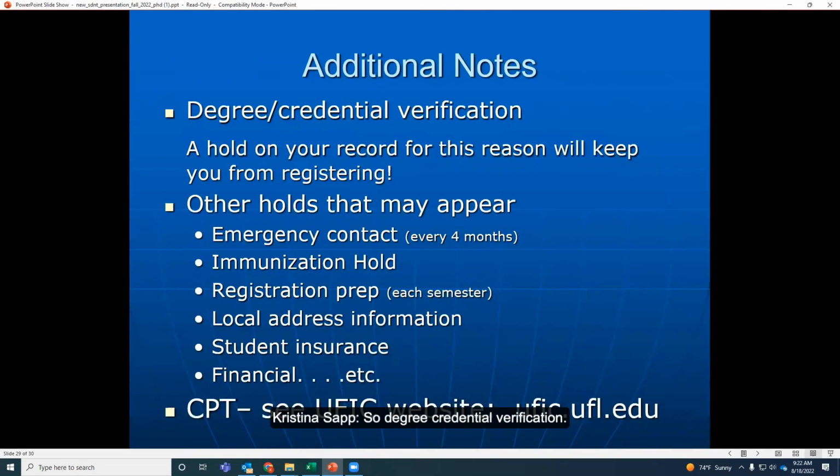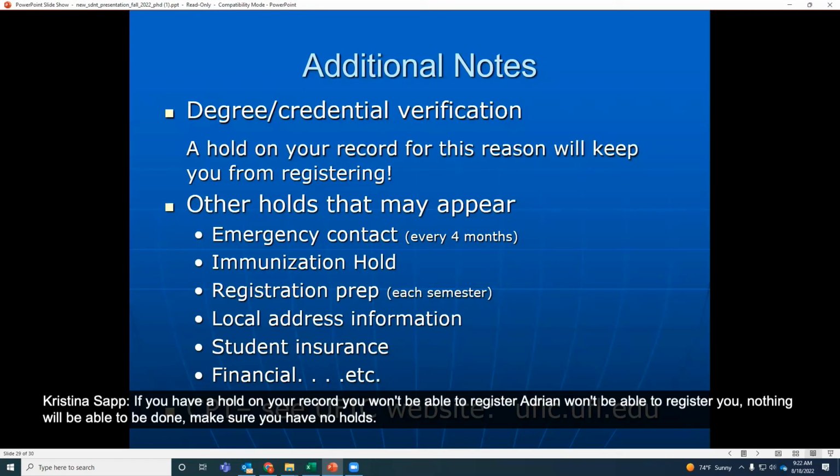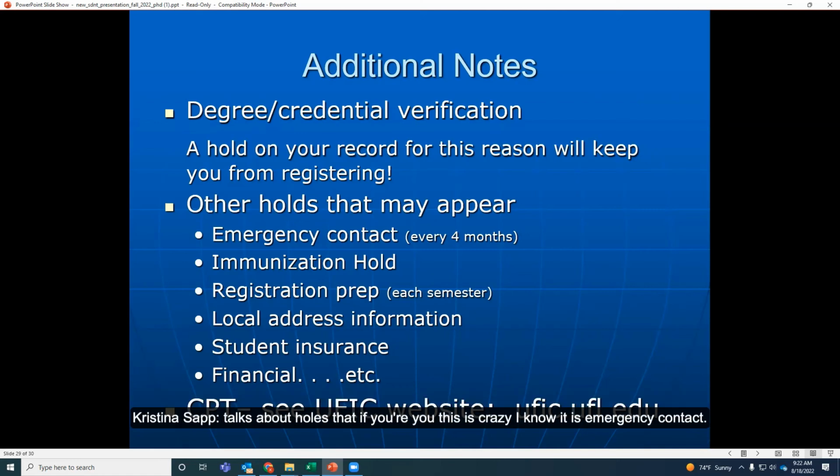So, degree credential verification. If you have a hold on your record, you won't be able to register. Adrian won't be able to register you. Nothing will be able to be done. Make sure you have no holds. It talks about holds that appear. This is crazy. I know it is.